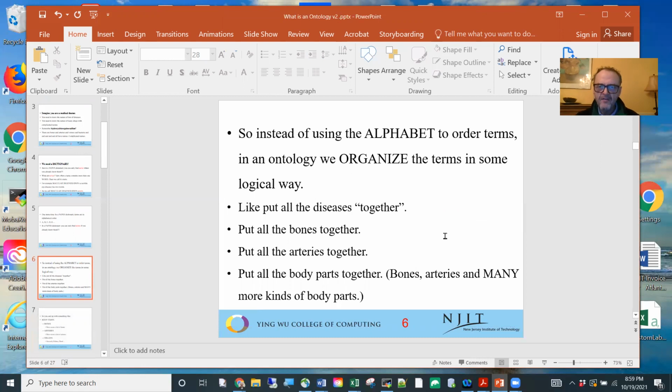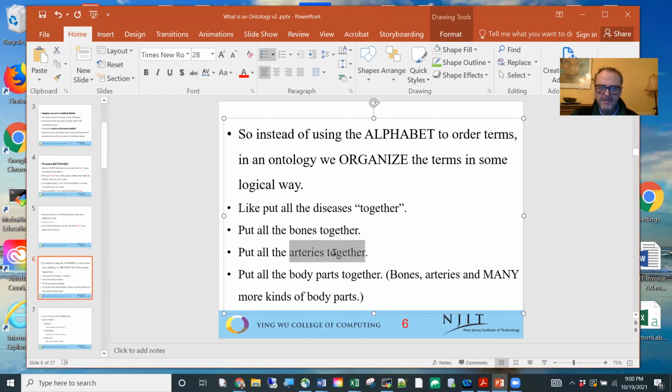So the idea of an ontology then is that we organize our terms, and in my example, our medical terms, not by alphabet, but in some logical way. So, for example, you start by putting all the diseases together, and then you put all the bones together, and then you put all the arteries together, and then you can put all the body parts together. And so body parts includes bones that we have here, and it includes arteries that we have here, and many more kinds of body parts.